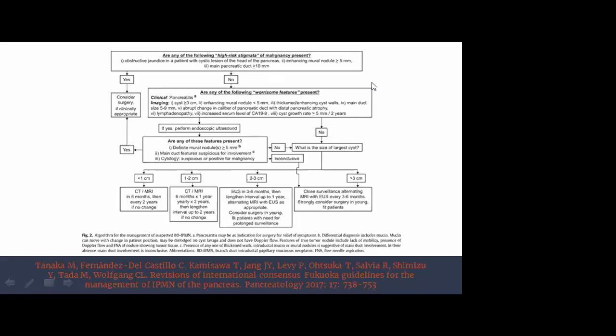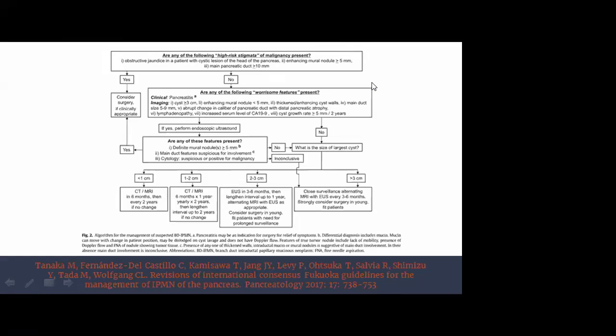So if any of the high risk stigmata are present, that is, obstructive jaundice in a patient with a cystic lesion of the head of the pancreas, or an enhancing mural nodule of more than 5, or dilatation of the main pancreatic duct to more than 10, it is an absolute indication for surgery. And so the patient can straight away be taken up for surgery.